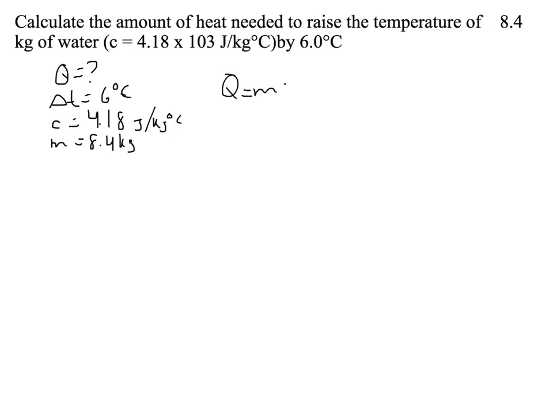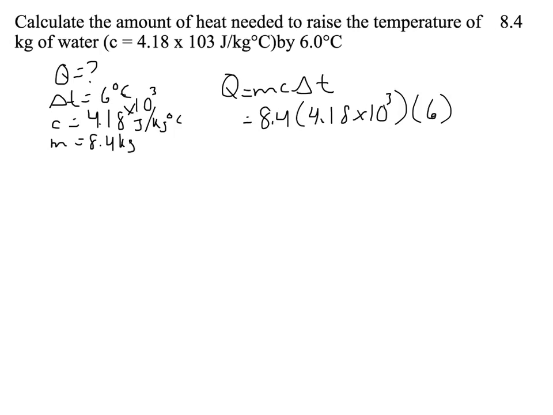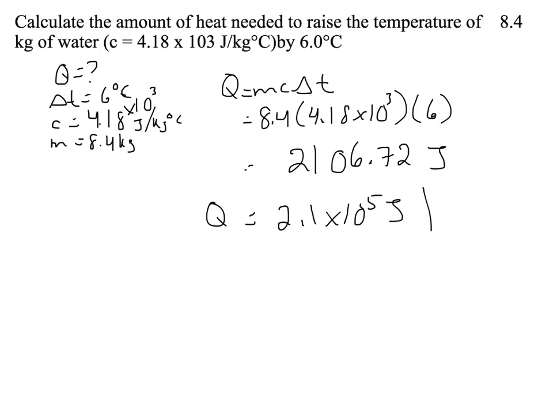Q equals mc delta T. We get 8.4 times 4.18. Sorry, this was times 10 to the 3, times 10 to the 3, times 6. And we get 2106.72 joules. And that gives us a final answer of 2.1 times 10 to the 5 joules.